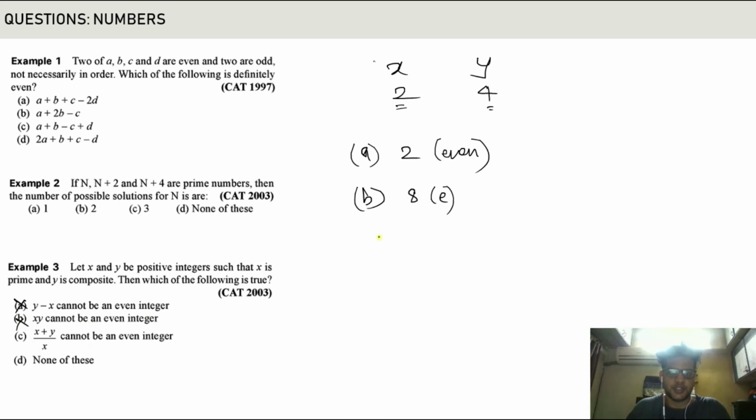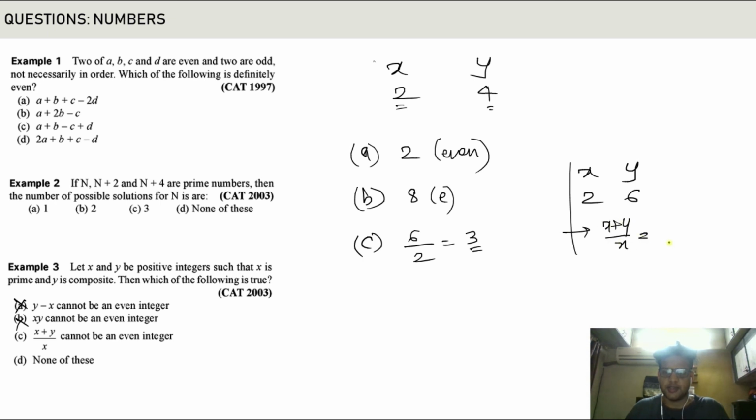Let's check for option C. x plus y is 2 plus 4, 6, divided by 2, I've got 3. Option C says that x plus y divided by x cannot be an even integer. I'm getting an odd one, but let's check for other values as well. So let's take x as 2 and y as 6. In this case, x plus y divided by x, which is 6 plus 2 is 8, divided by 2, I am getting an even integer. Hence, this option is also wrong. The correct answer would be D, none of these.